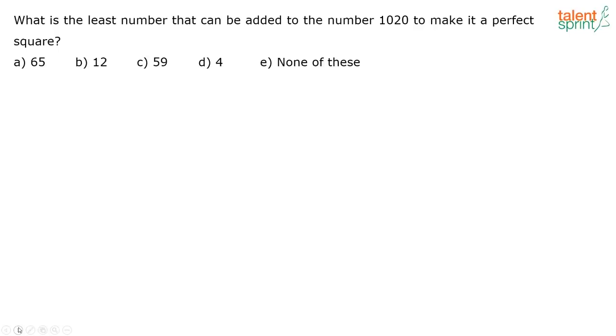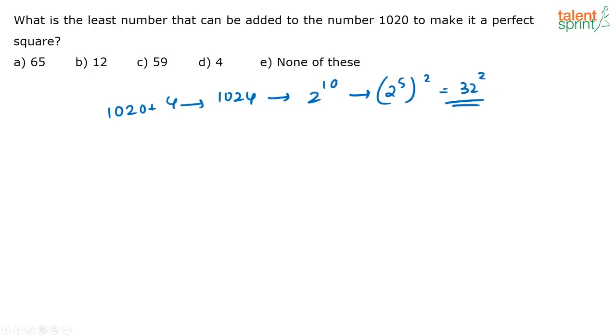You have 1020. Now one way is to go with the options. If I add 4 to 1020, what do I get? I get 1024. What is 1024? It is nothing but 2 to the power 10, or I can say it is 2 to the power 5, the whole squared. That is, 32 squared is 1024. Now 1024 is a number that all of us know. That's why we were able to find it very easily.